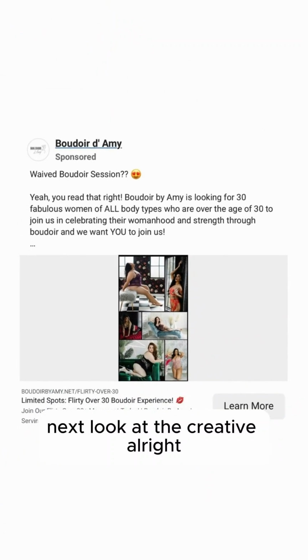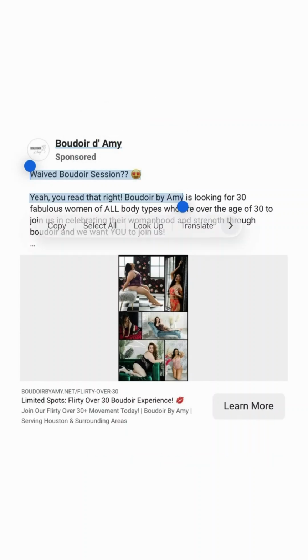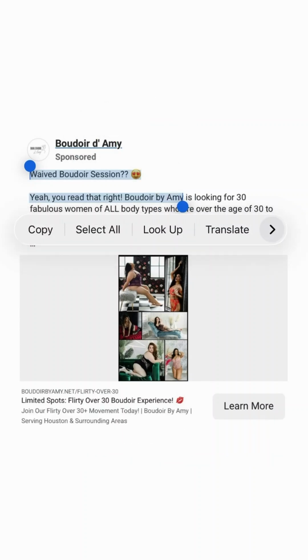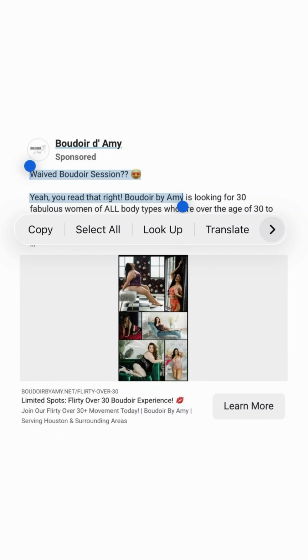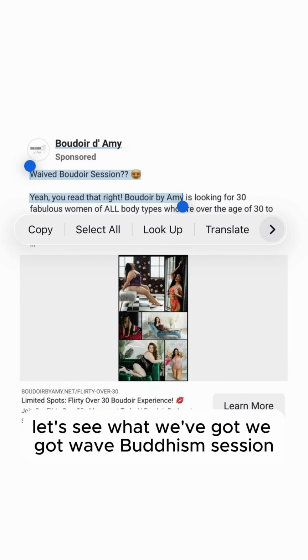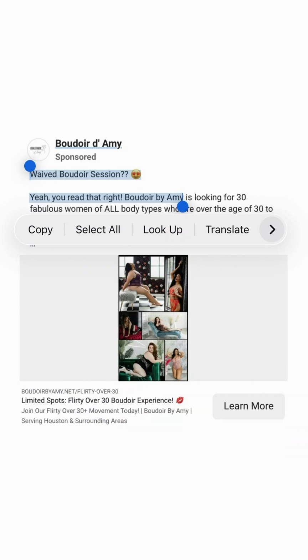Next, we'll look at the creative. All right, hey, this one doesn't. All right, no mistake here. All right. Next, we'll look at the see more headline, first 2 3/4 lines, Facebook newsfeed mobile. So let's see what we've got. We have Boudoir session, you're the right boudoir by Amy.